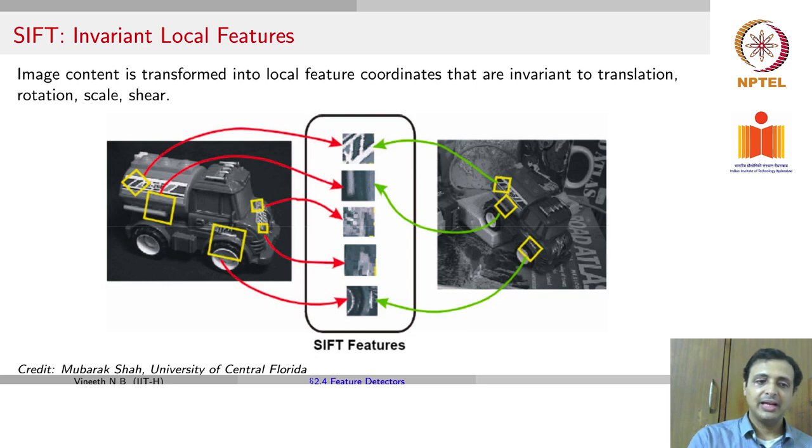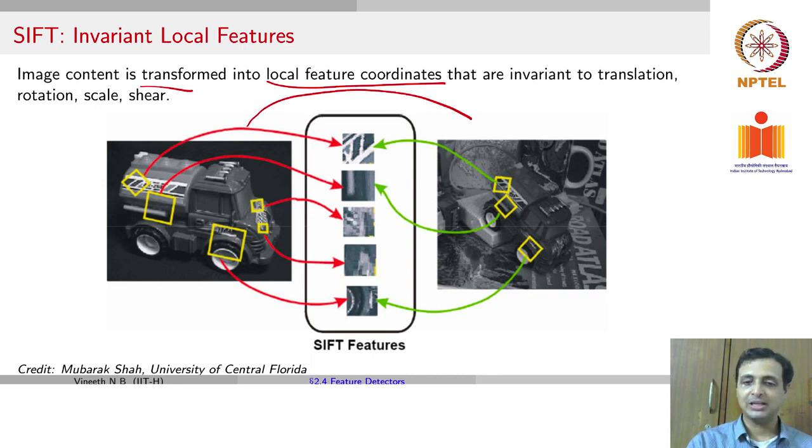As I just mentioned, in SIFT, image content is transformed to local feature coordinates that are ideally invariant to translation, rotation, scale, and shear. So for example, once again, two images of the same object taken from different angles, different poses, perhaps different illuminations, but we ideally want to ensure that the same key points are detected in both images irrespective of variations in translation, rotation, changes in scale, as well as shear. Shear is a perspective transformation.